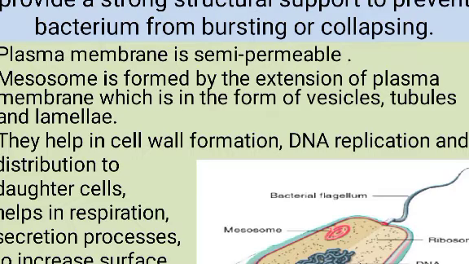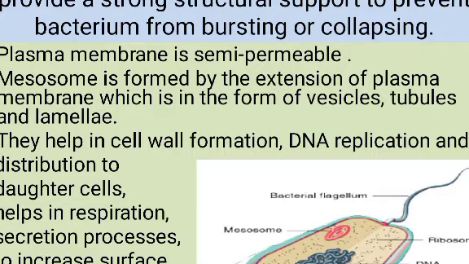Then I already told you about the mesosome, isn't it? So what is a mesosome? It is formed by the extension of the plasma membrane into the cell. That is, the plasma membrane folds inward, towards the inside of the cell, and that is called a mesosome. And these extensions will be in the form of vesicles, tubules, and lamellae.